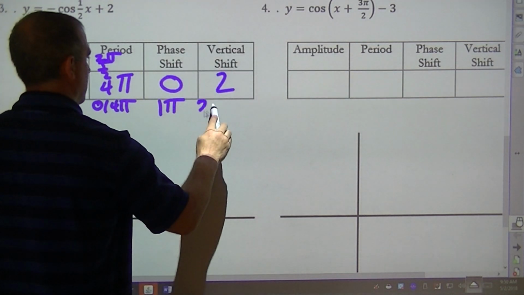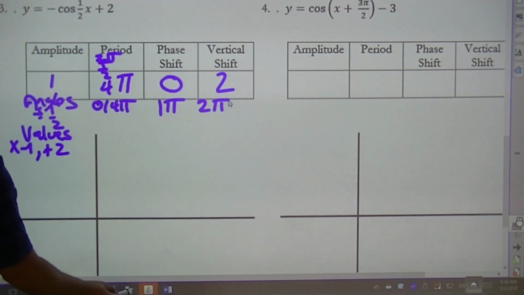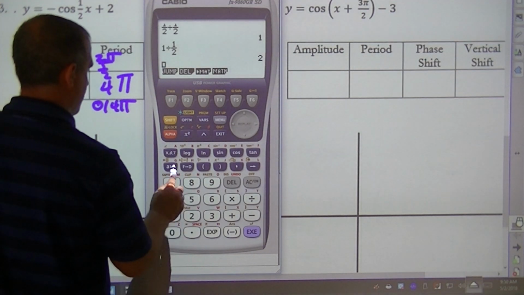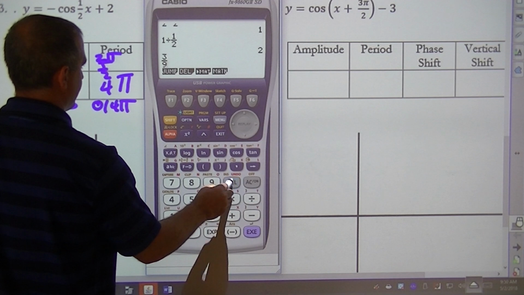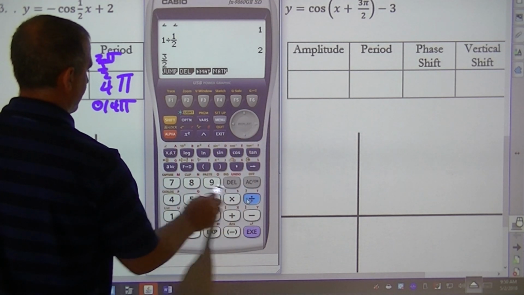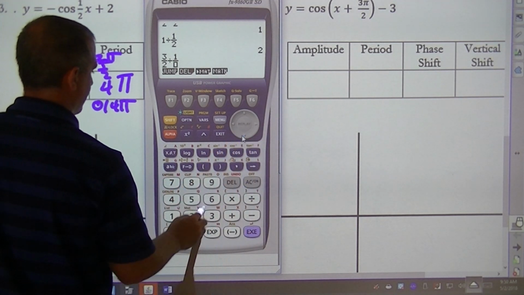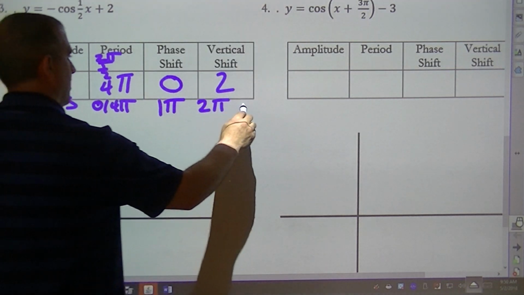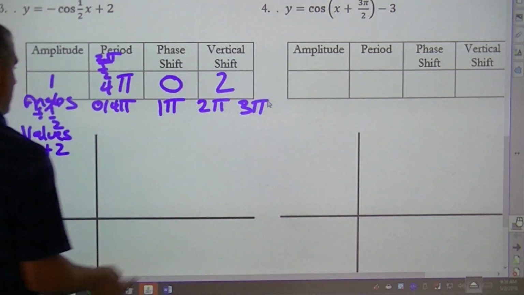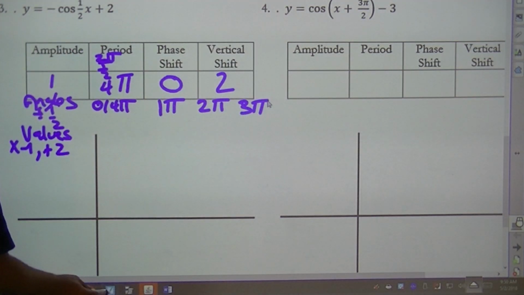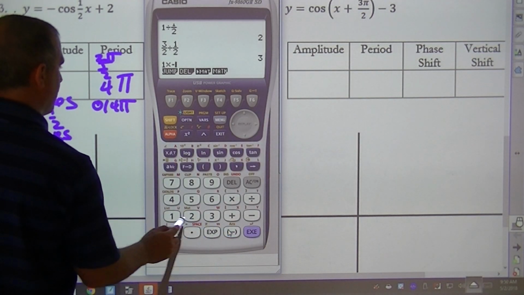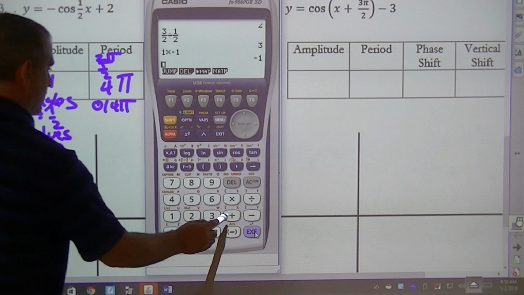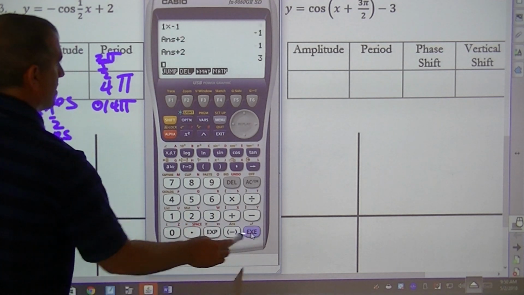2, okay, and then 3 halves divided by a half. Which would be 3 pi. So those would be my angles. My values for cosine are going to be 1 times -1 plus 2. So my first value will be 3.